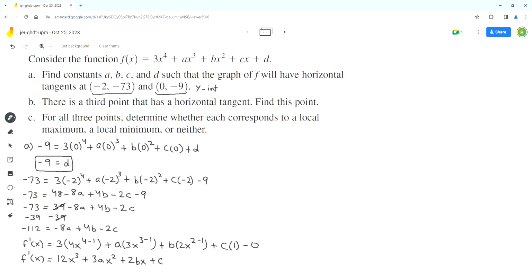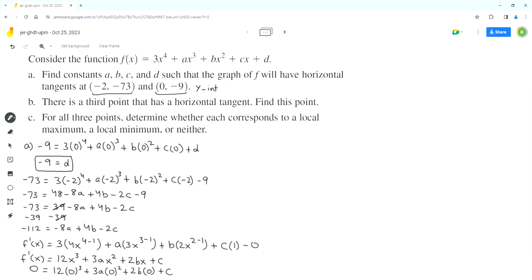Now as per the problem, the tangent is horizontal at (0, -9). So that means we'll sub in f'(x) as 0 because the slope is 0, and x as 0 because in the point (0, -9), the x coordinate is 0. So we get 12 times 0 cubed plus 3a times 0 squared plus 2b times 0 plus c.